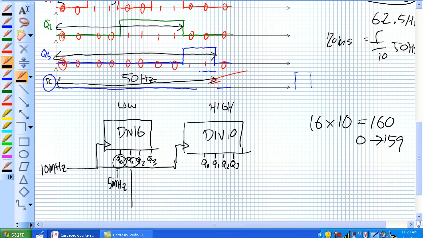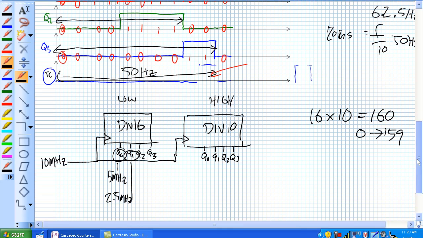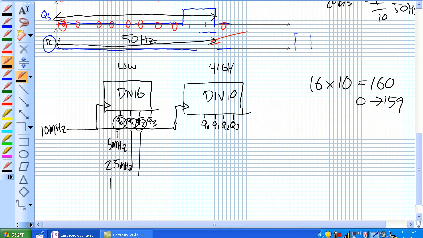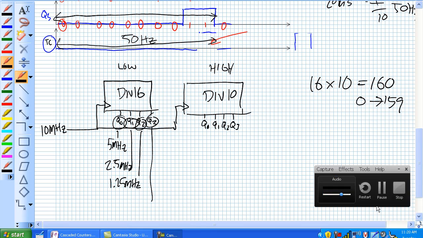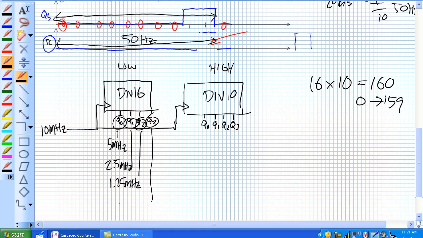What's the frequency of Q1? Well, half of that, so it's 2.5 megahertz. Q2, half of that, 1.25 megahertz. Q3. Okay, so what's Q3 given that it's a modulus 16? Well, it's half of 1.25 megahertz. For modulus 10, it would have been 1/10 of the original frequency, okay? But because we're modulus 16 here, 625 kHz.